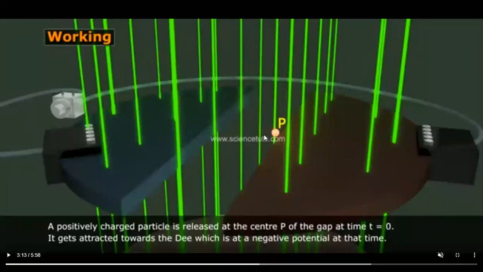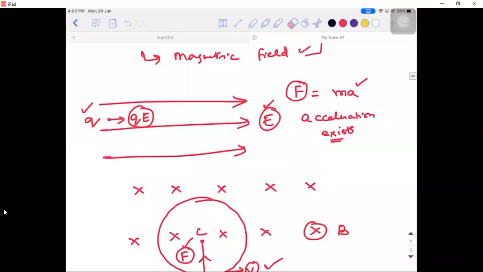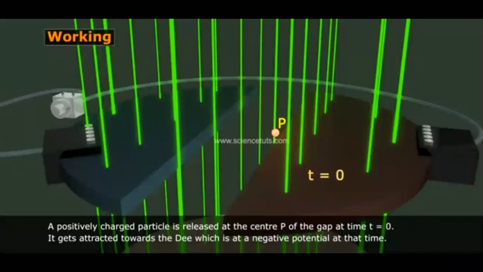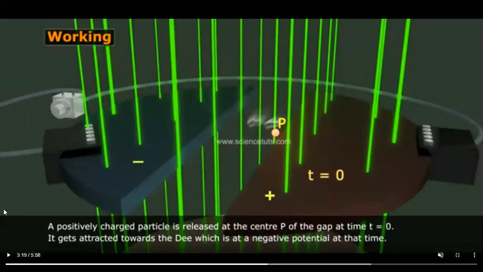When I place a positively charged particle in an electric field, in which direction will it move? Along the direction of the electric field. So if it is positively charged, it will move in the direction of the electric field. What is the direction of the electric field? Electric field is always from positive to negative, that is a known fact. Now this is also an important point: why is a positively charged particle alone used? That I will tell you at the end. So the charged particle is placed at the center. Now observe what polarities are being given. So t equals 0. Now tell me what will happen.